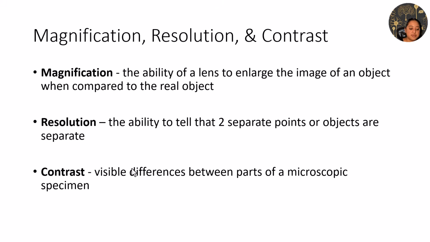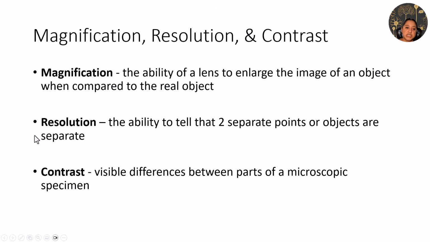And then if you see something like 3x or 5x, that's telling you how much it magnifies something as compared to the real object. There are different kinds of magnification, which we'll talk about also in lab. So that's one thing that microscopes do. They magnify something, but they also have resolution.